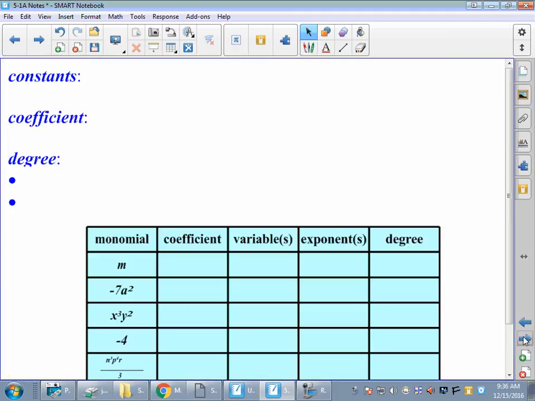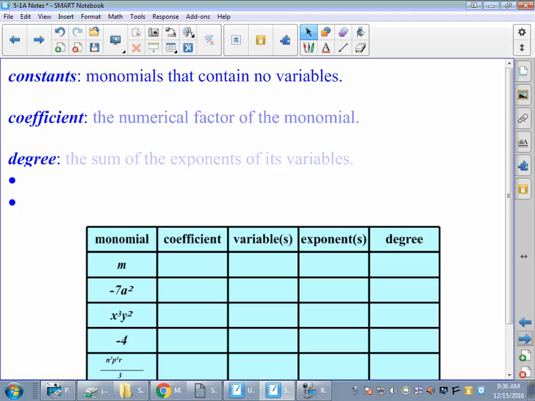Some terminology for you. First day of the new chapter, so a lot of terms. You guys can pause here to write these down. A constant is a monomial that has no variables. It's just a number. It's not going to vary. It's going to stay that number consistently, so that's why they call it a constant. Coefficient is the fancy name for the numerical part of a monomial. So whatever the number is that you're multiplying the variables by, that's the coefficient.